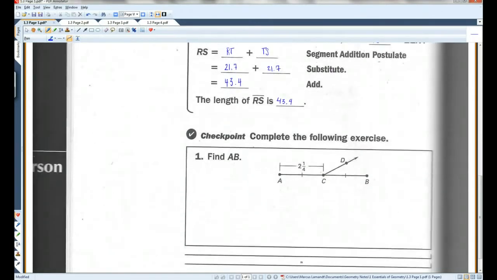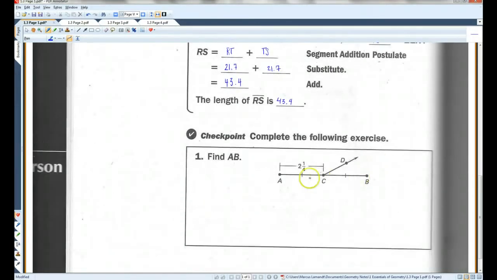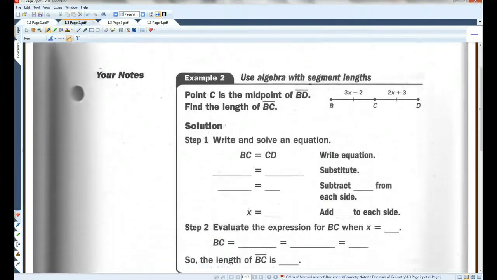Okay? Alright, checkpoint. I'd like you guys to try this one on your own. Okay? Let's go on to page 2. Point C is the midpoint of BD. Find the length of BC.